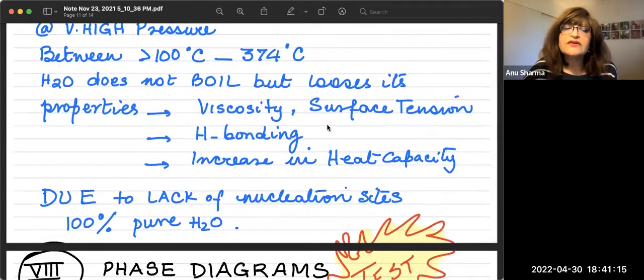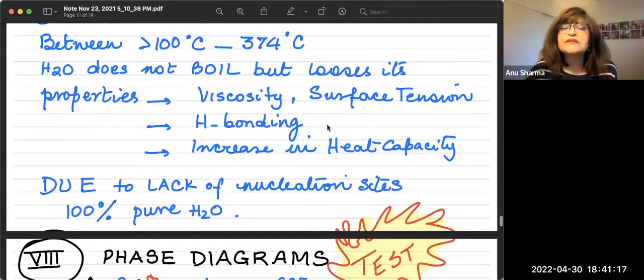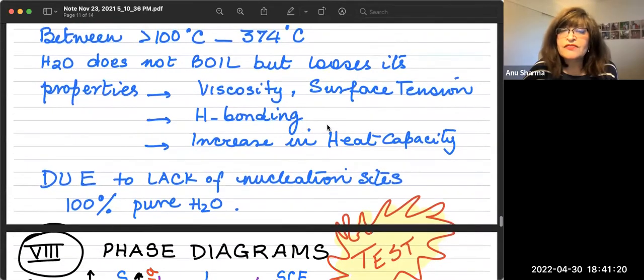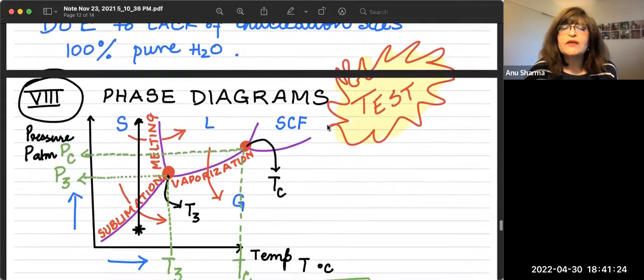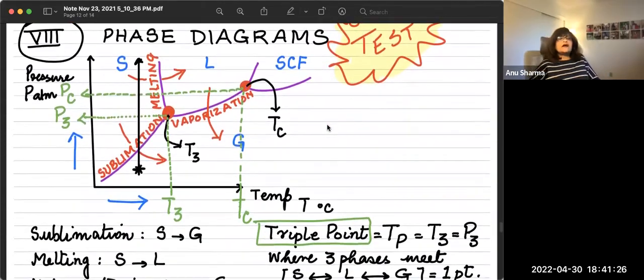And again, this only happens if the water is very, very pure, 100% pure water with no nucleation sites. Okay. Now comes the phase diagrams. These phase diagrams are obviously going to be on the test, so you have to understand them.